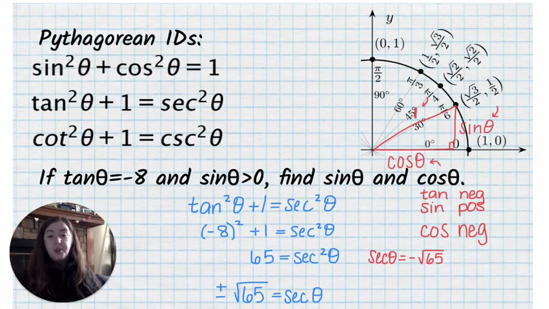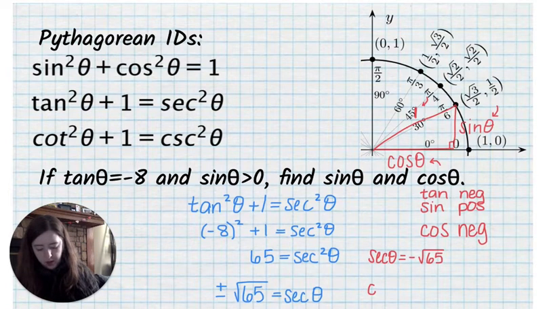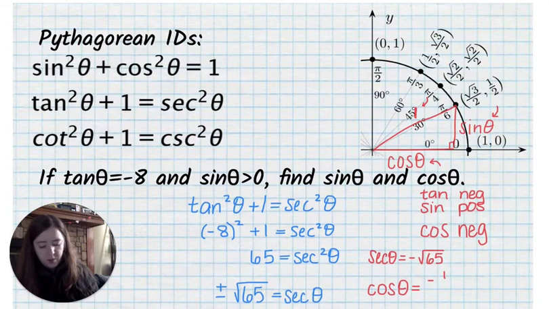Like, that's cool and all, but that's not what they asked me for, right? They asked for sine and they asked for cosine. So we know that secant is the reciprocal of cosine. So now we know that cosine is going to be equal to negative 1 over the square root of 65.